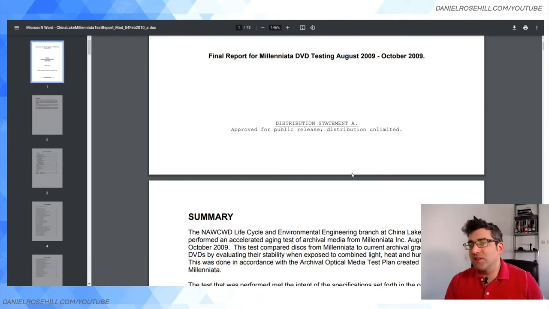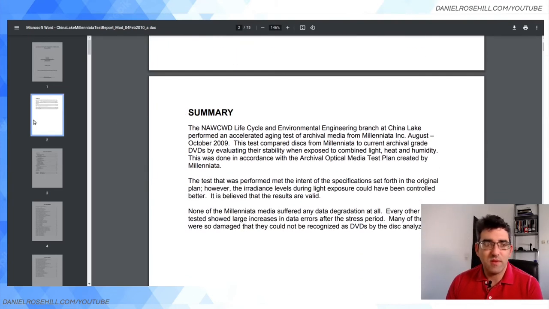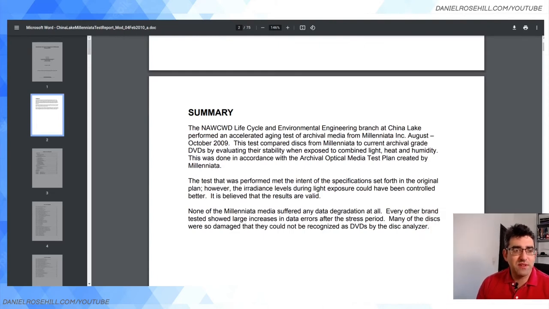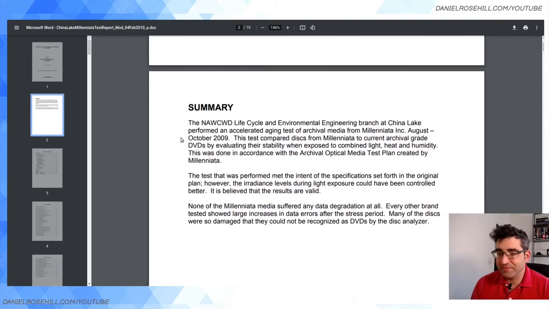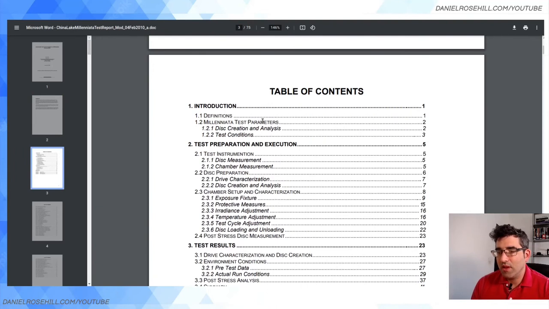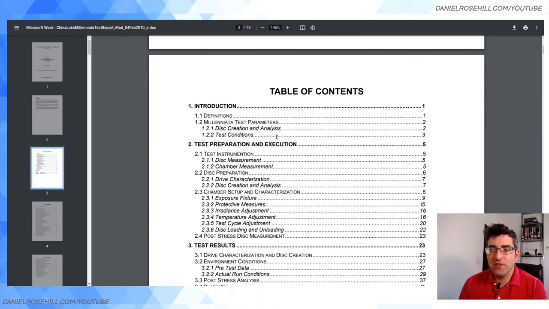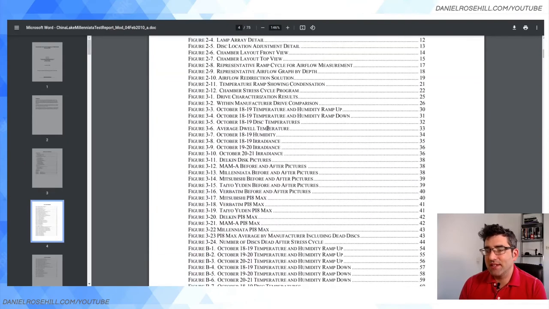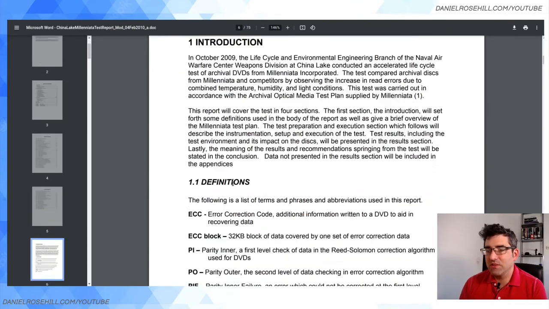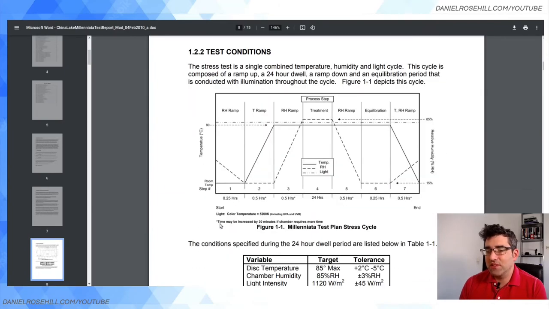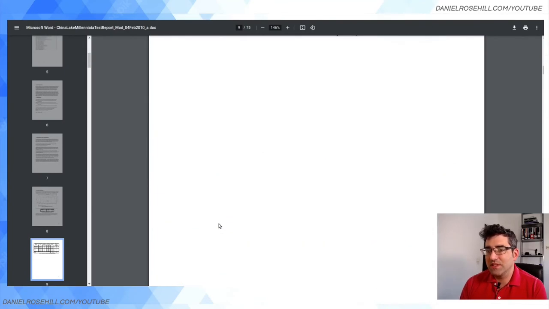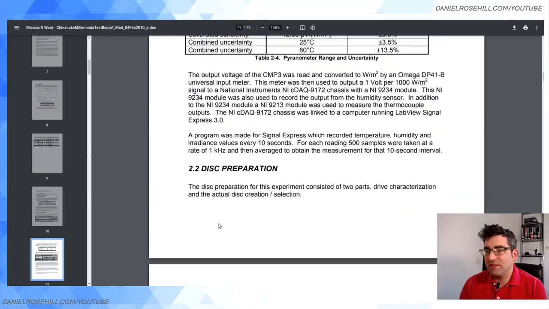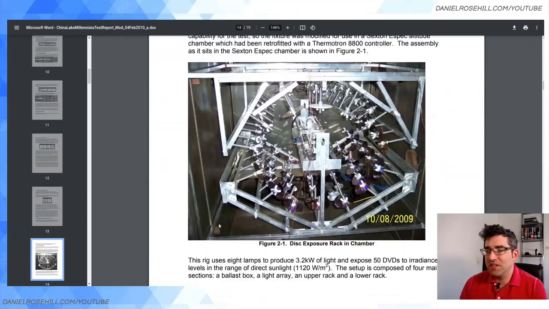Did it say it was sponsored by, final report for Millenniata? The people on Reddit will say, oh, maybe there's a conflict of interest. This will detail the test preparation and execution and results and conclusions and figures and tables. 75 pages, cut to the chase, guys. What happened? Super, super, super long detail.